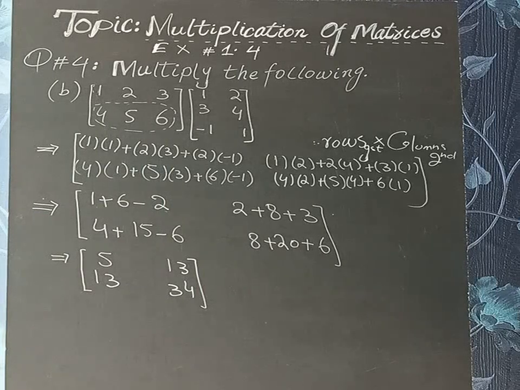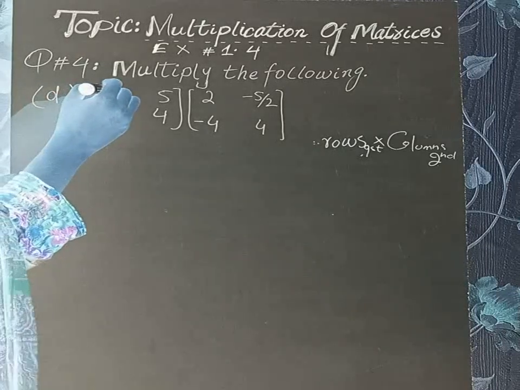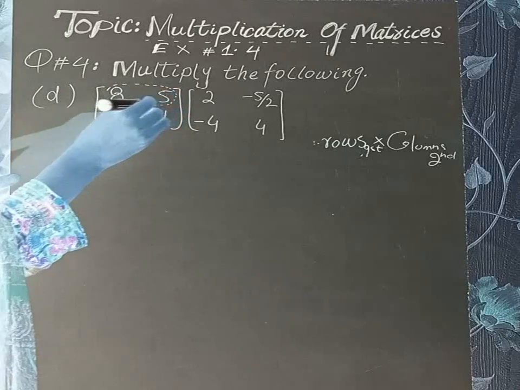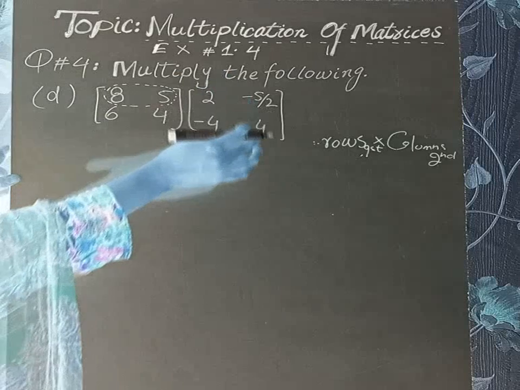Now we will move towards part C, which is also like the previous two parts. So the D part we are going to solve. Well, now it's the turn of part D. Again, this is a square matrix. Both matrices have the same number of rows and columns. So we'll multiply them. The rows of the first matrix, 8, 5, will be multiplied by 2, minus 4 and minus 5, 2, 4.